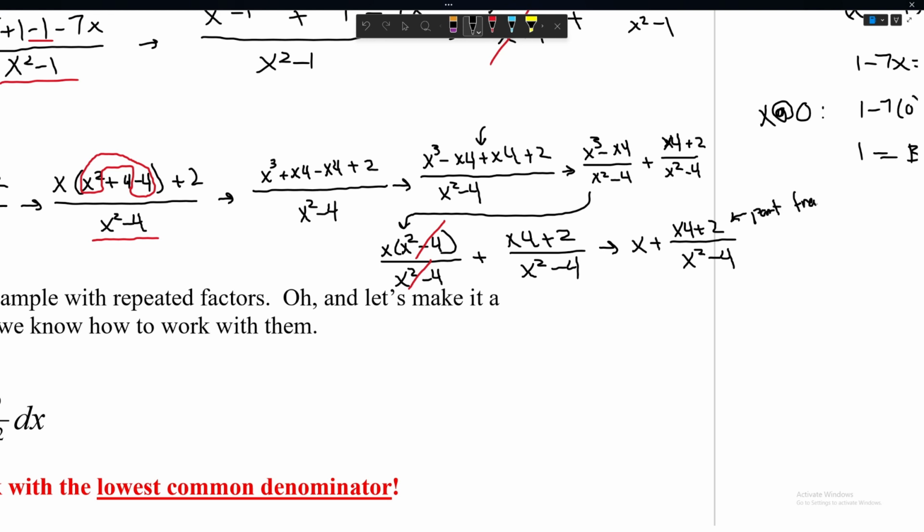Partial fractions. Oh, there you go. And the integral of this x is just x squared over 2, in case you're a little bit confused.